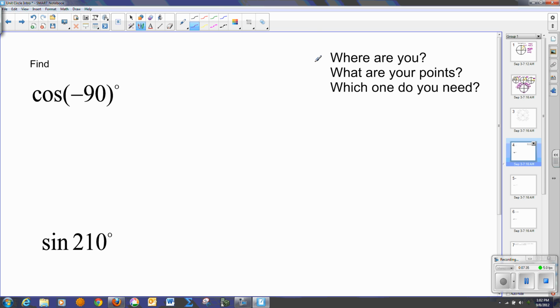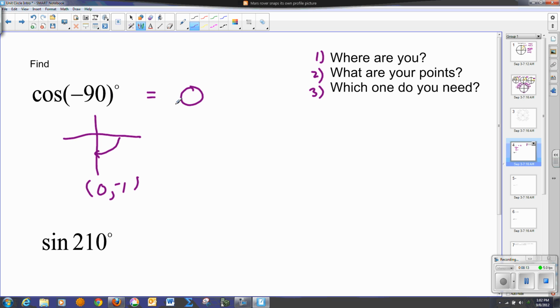Now, every time we do one of these problems, we want to first ask, where are we on the circle? At negative 90 degrees, we would be right down here. And what are the points that I have at this axis? Well, we talked about that before. That's 0 and negative 1. And in order to find a cosine value, I need to know which point I need. The point that I need is my x value. So the cosine of negative 90 is the x value on the unit circle, which happens to be 0.